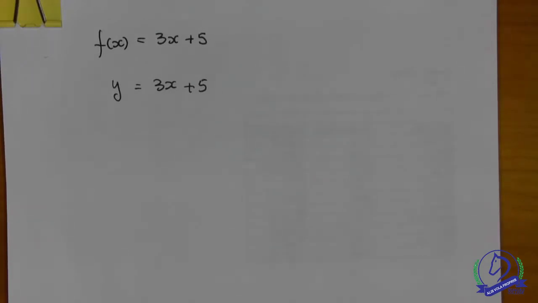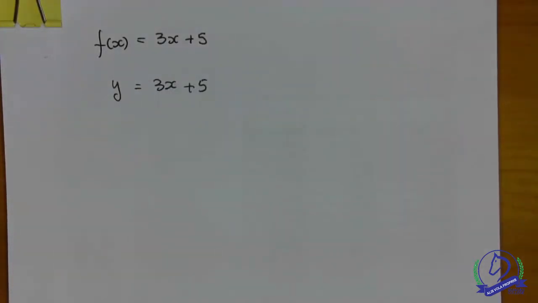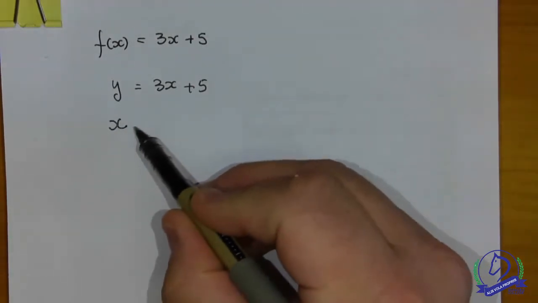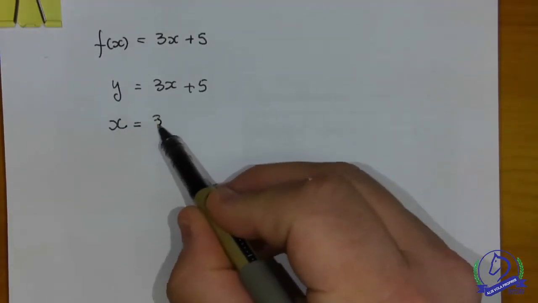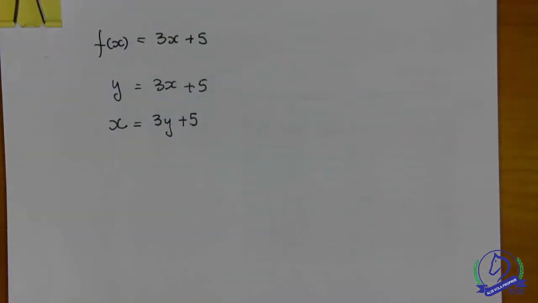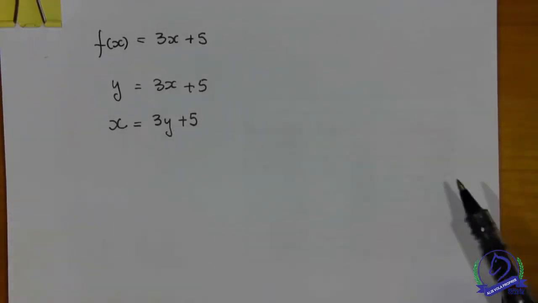So in order to reverse my rule, I'm going to exchange the x and the y. I'm going to rewrite this equation as x equals 3y plus 5. So I've exchanged the x and the y, and I will show you graphically later how this works. Exchanging the x and the y will now allow me to find the inverse of a function.